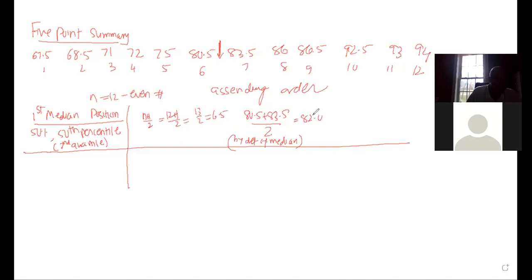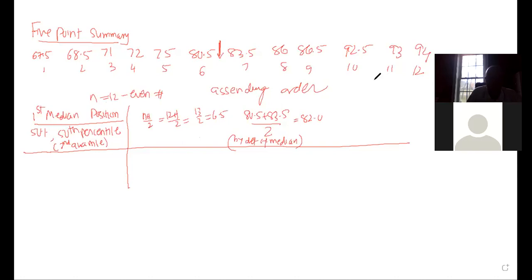So that number is 82.0. So in language, I would say suppose these 12 students are there in my class, and this is the score of these 12 students in their first exam. 67.5, this first one is 67.5, 68.5, 71, 72, 75, 80.5, 83.5, 86, 86.5, 92.5, 93, and 94. These are the 12 students' scores in the first exam.